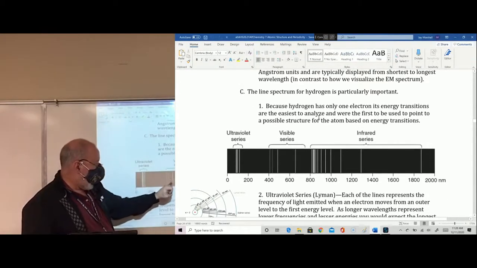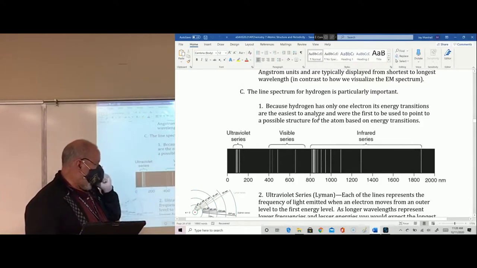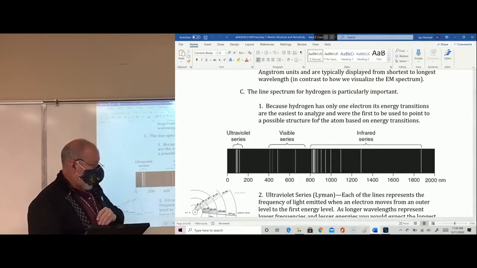Okay, so in the visible series, again, they're getting shorter and shorter between.